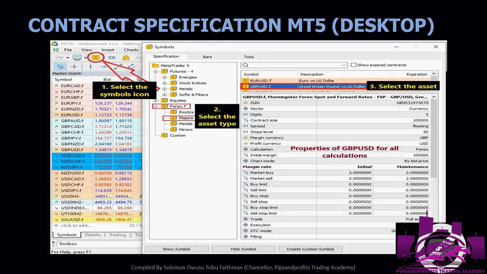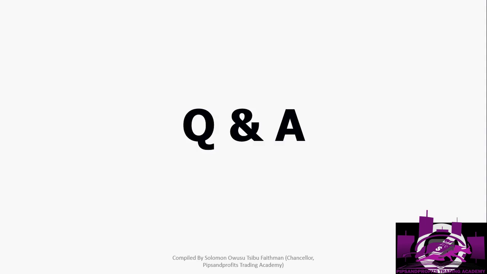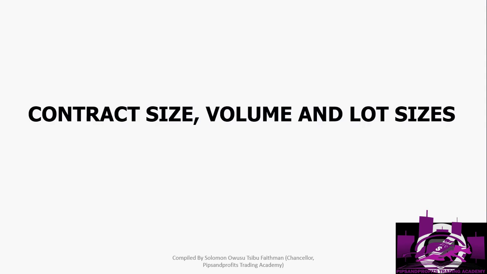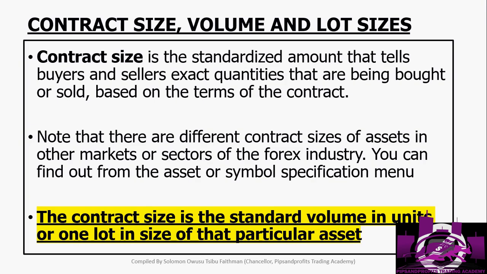The same thing. This is the Gildas platform, and we went through how to access all the information from the contract specification. Then I answered all the questions that you asked me yesterday. And we went straight into contract size, volume, and lot sizes, okay?